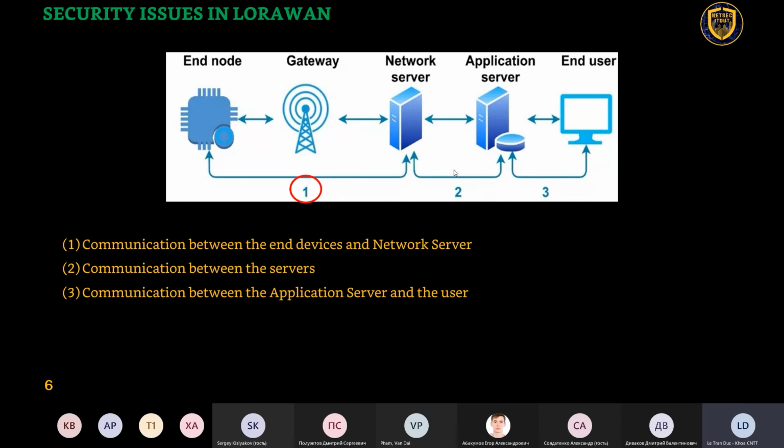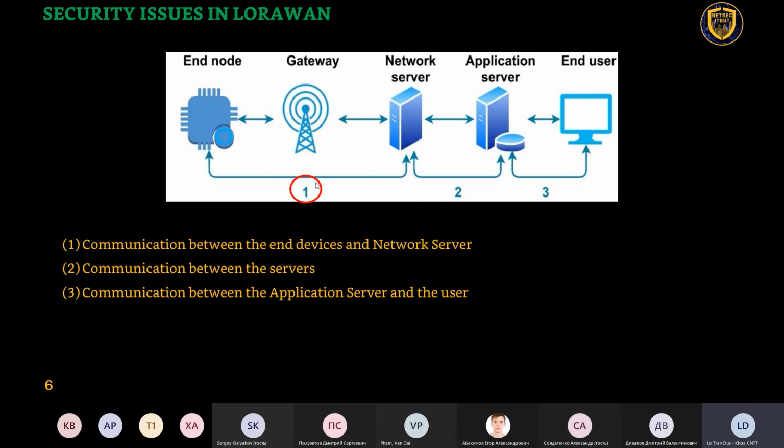But you can see here the second and third communications use other types of networks such as LTE, Ethernet, etc. So security issues in this process are not related to LoRa technology. Therefore, we only focus on analyzing the security issues of the communication between the end device and network server.